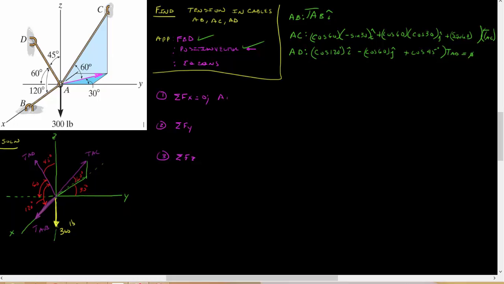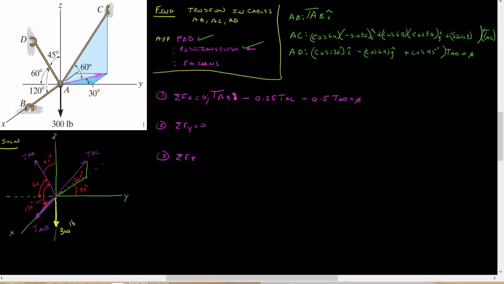I've got TAB minus, remember, because negative sine 30 times cosine 60 on my calculator came out to be 0.25 TAC, and minus 0.5 TAD is all equal to 0. Now we don't have to put the i here because we know that we're in the x direction, so we can leave those out. So multiplying cosine 120, I get 0.5, but it's going to be negative. When you put that in your calculator, it is a negative.